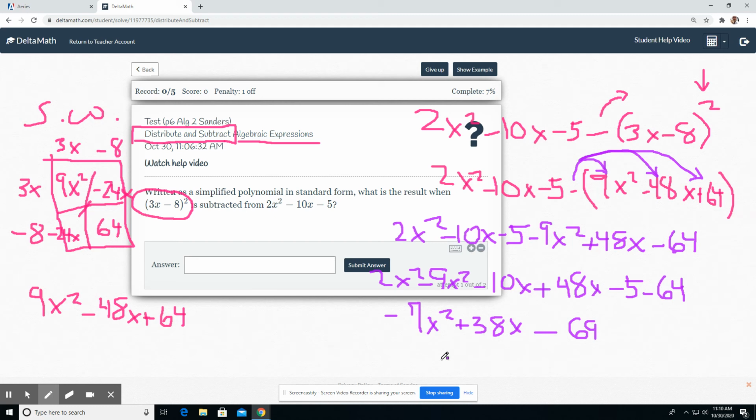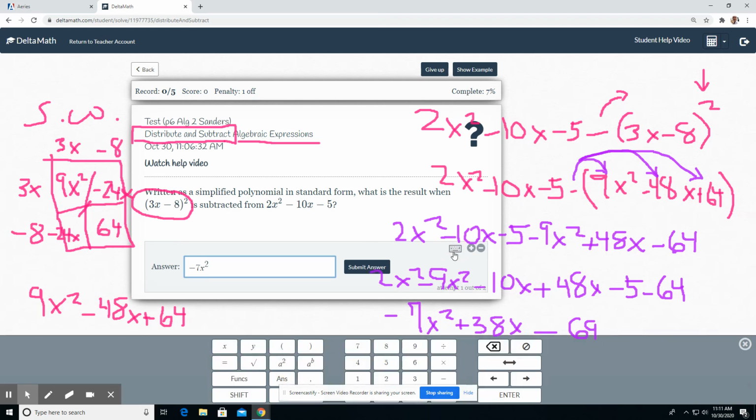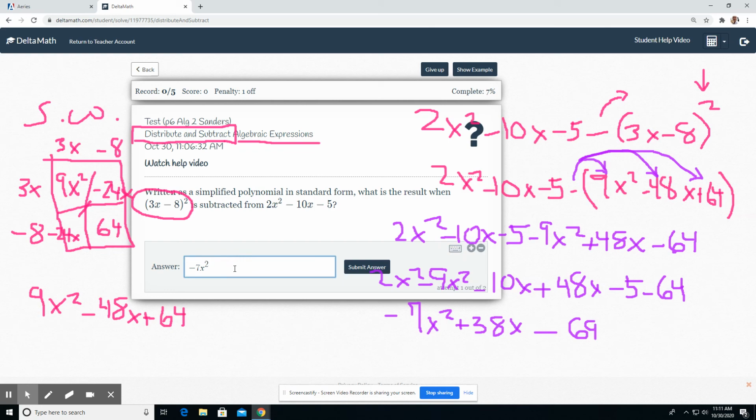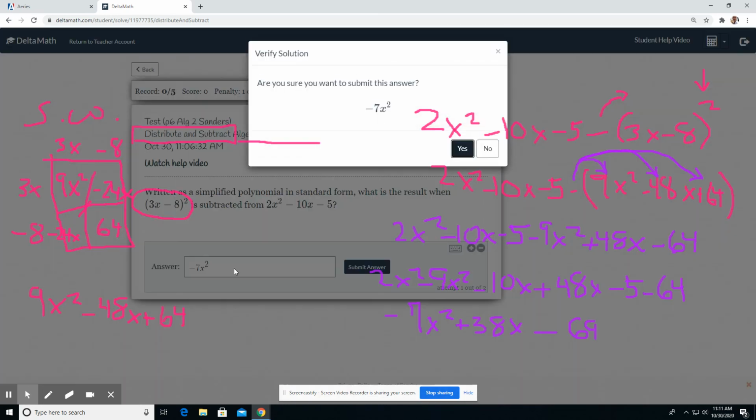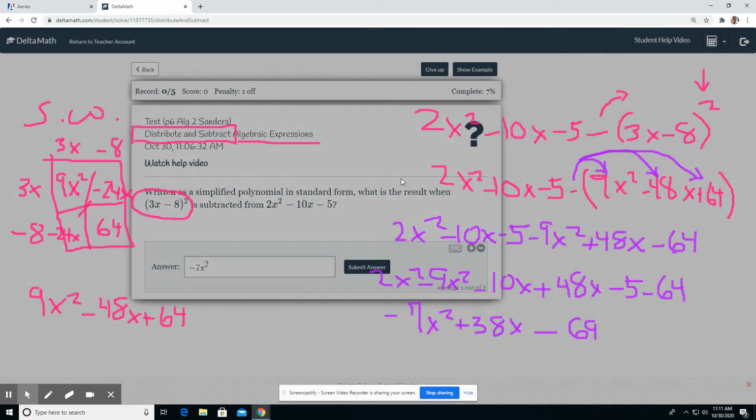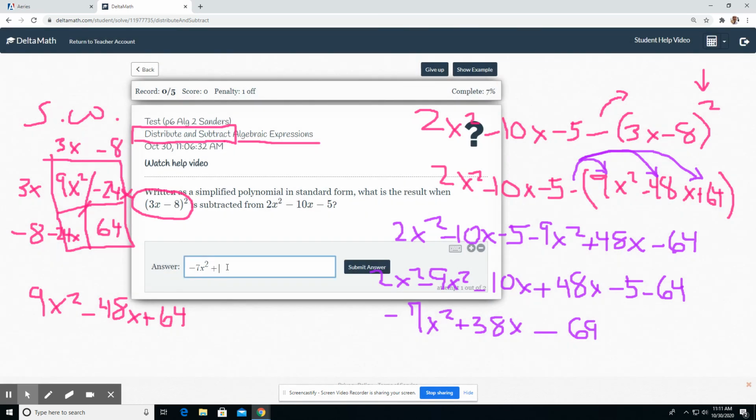These are unlike terms. There's nothing else that can be done. Standard form, descending order: x squared is first, then the x, then the numbers. We're not really worried about that minus sign floating out in front. That's okay. Negative 7x squared plus 38x minus 69.